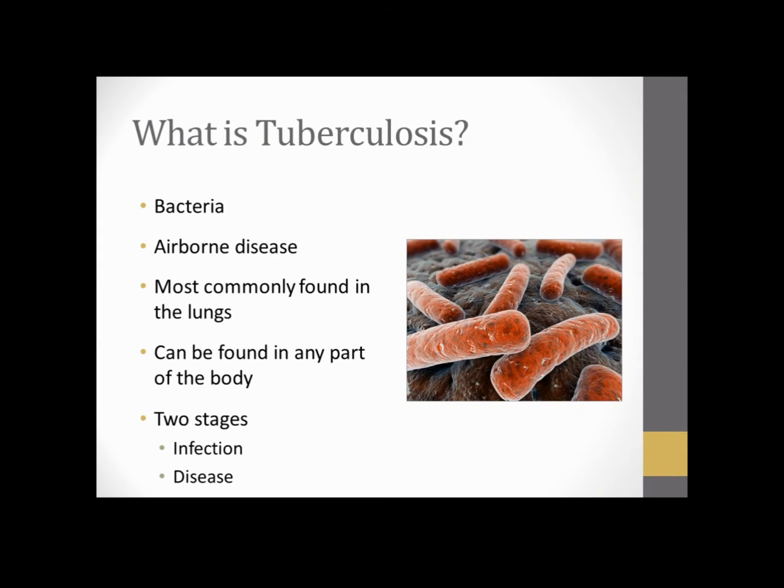So what is tuberculosis? TB is an airborne disease caused by bacteria that is most commonly found in the lungs. However, TB can make its way to any part of the body. One of the greatest misconceptions about tuberculosis is that it's only found in the lungs, which is not true. There are two types of TB: TB infection and TB disease.